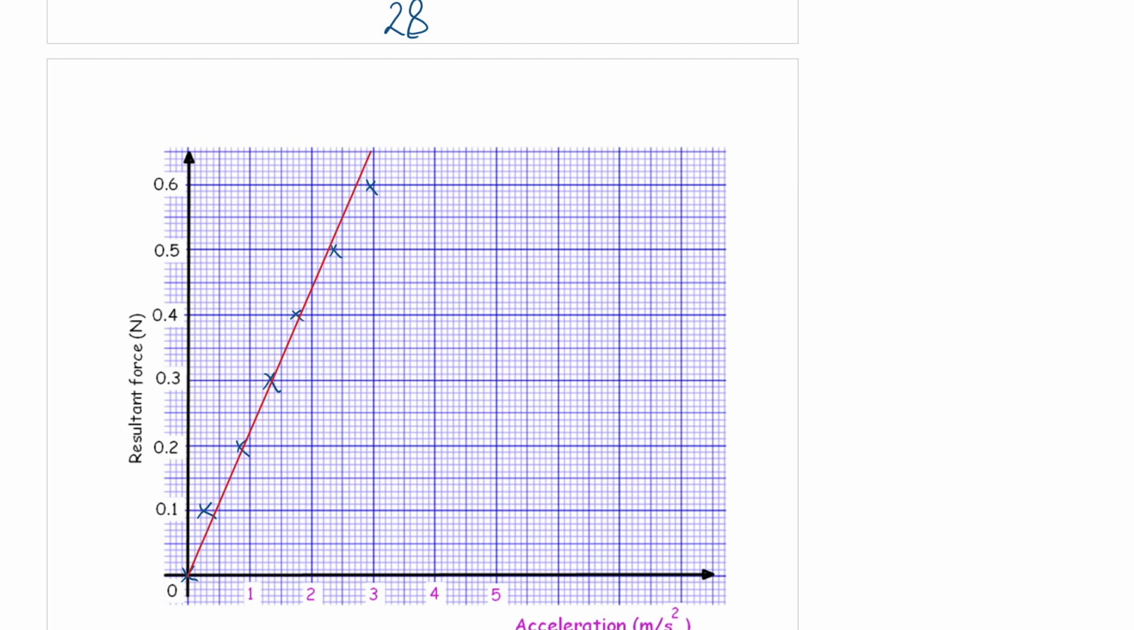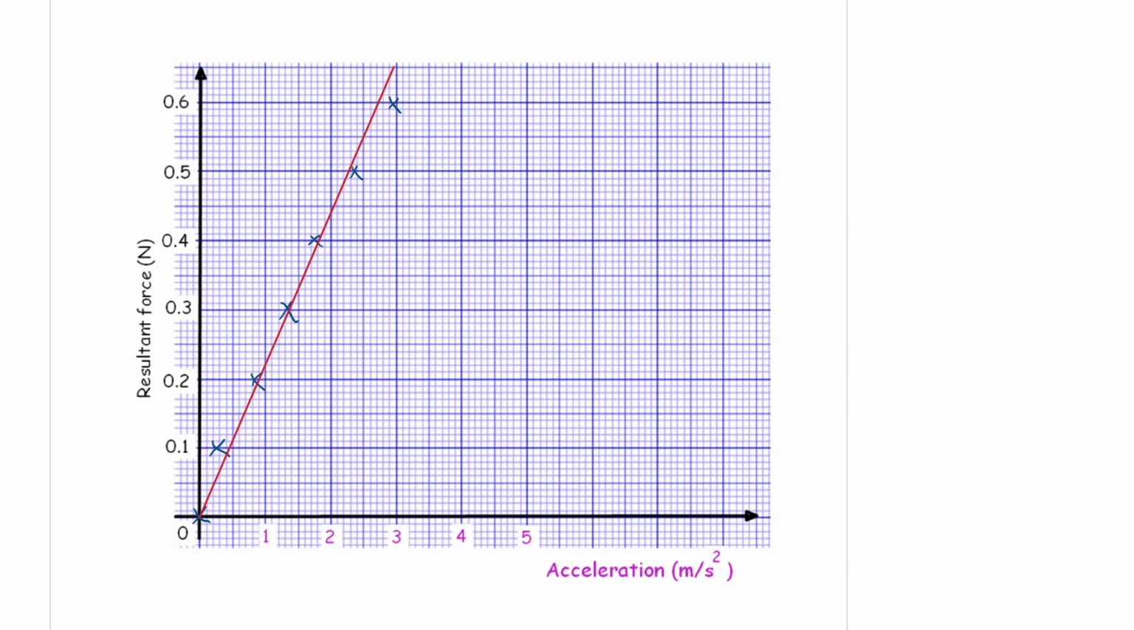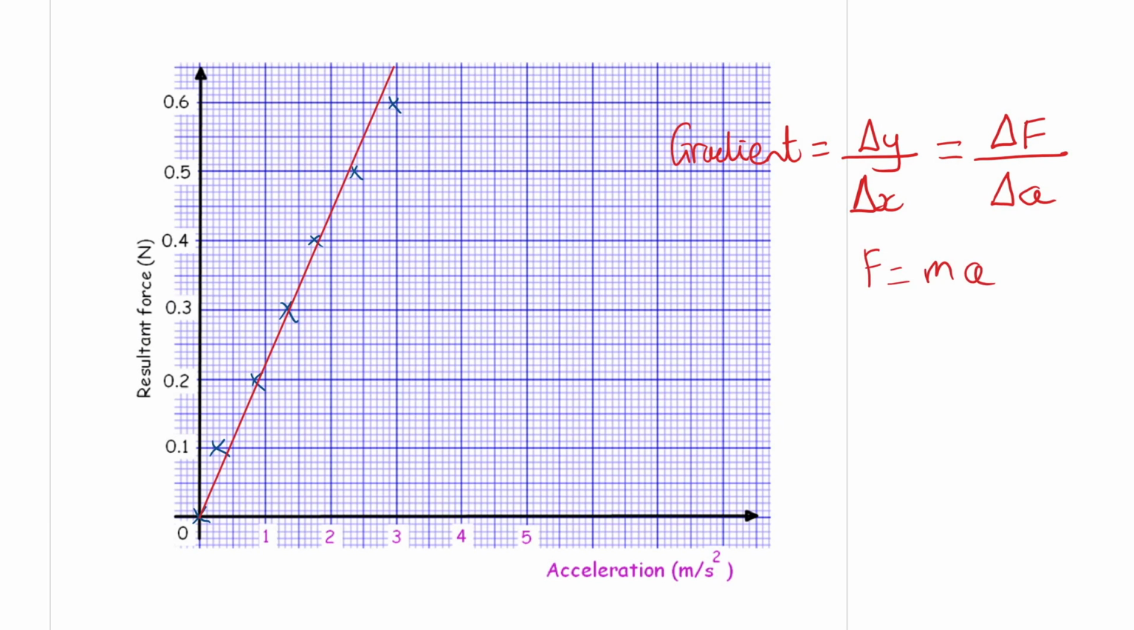Now remember, when you calculate the gradient, what you need to do, like you do in maths, is gradient is the change in the y-axis divided by the change in the x-axis. Now in our case, of course, our y-axis is force and the x-axis is acceleration. If we go back to our equation, F equals ma, a is F over m.